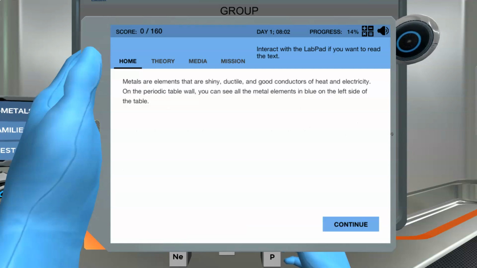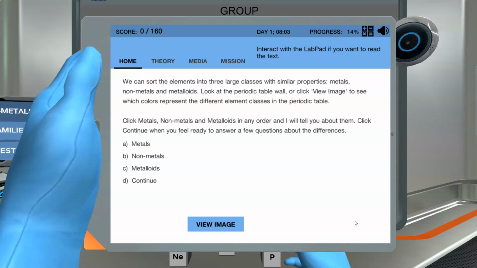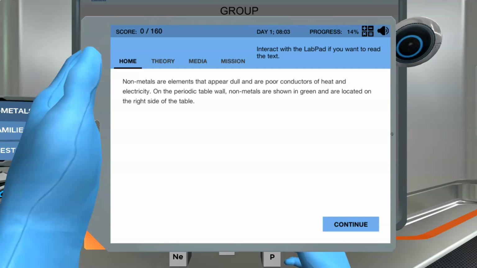Metals are elements that are shiny, ductile, and good conductors of heat and electricity. On the periodic table wall, you can see all the metal elements in blue on the left side of the table. Nonmetals are elements that appear dull and are poor conductors of heat and electricity. On the periodic table wall, nonmetals are shown in green and are located on the right side of the table.